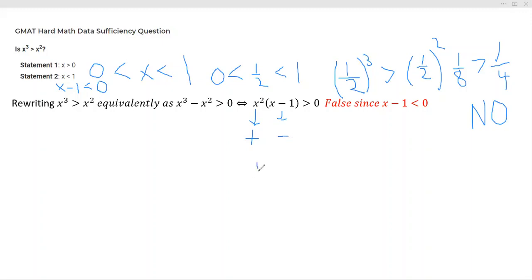And so you have a positive multiplied against a negative, all right? And another way of stating that is that it means less than 0, right? But this says greater than 0. So again, algebraically, the answer is unconditionally no, okay?